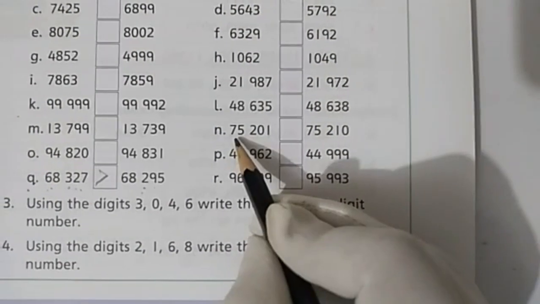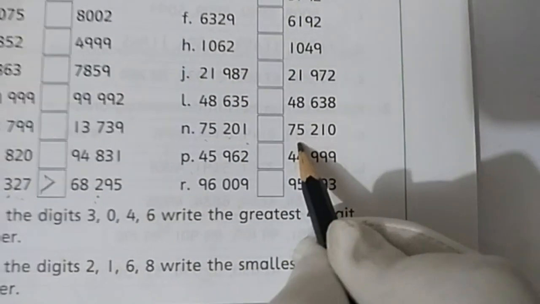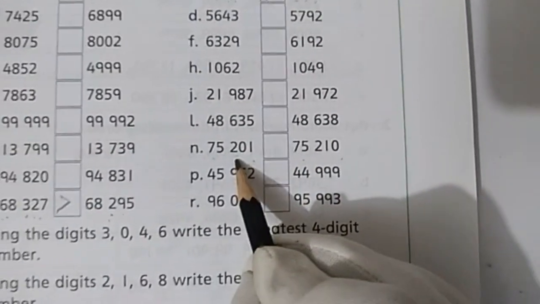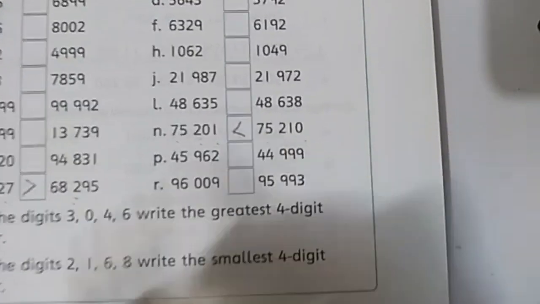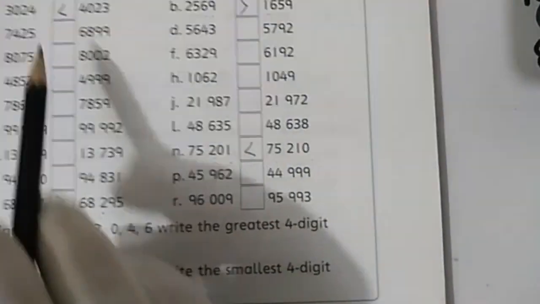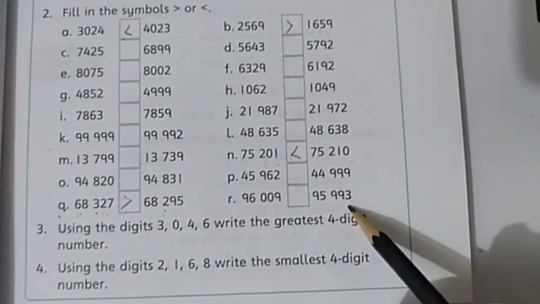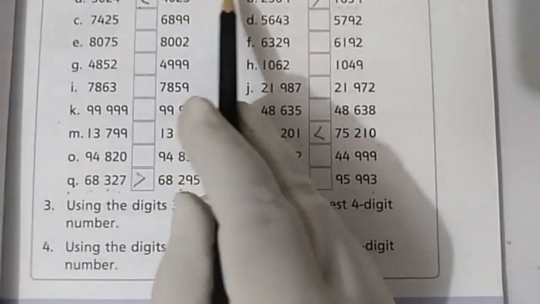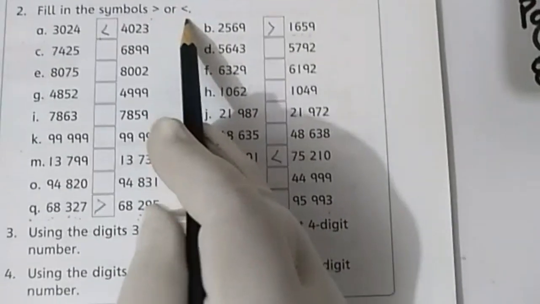Part D, 75,201 and 75,210. 201 is smaller than 210. We use the symbols of greater than or smaller than to complete this exercise. Now complete the exercise with the help of the symbols greater than or smaller than.